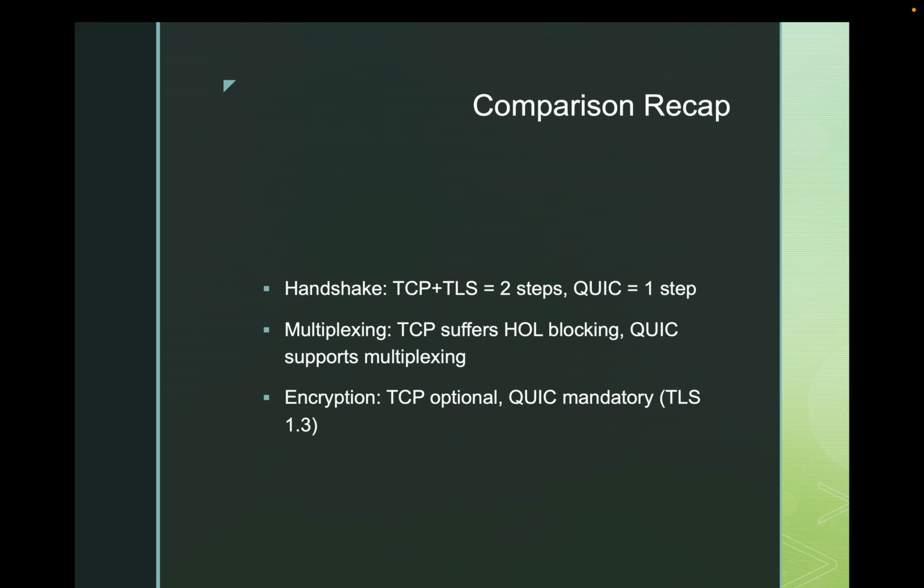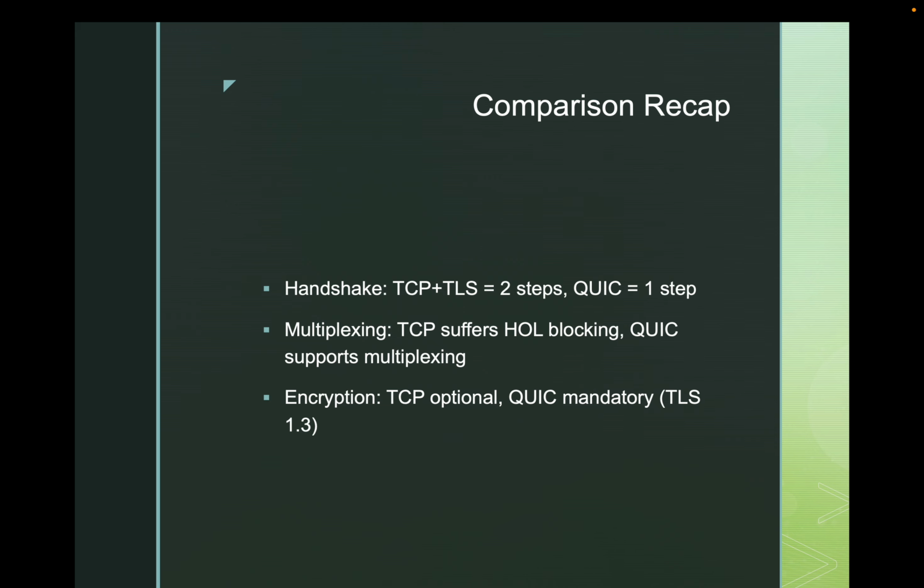Whereas in multiplexing, there's head of line blocking in TCP plus TLS, but there is no head of line blocking in QUIC. And in the encryption part, for TCP plus TLS it's optional, but it's mandatory in QUIC.